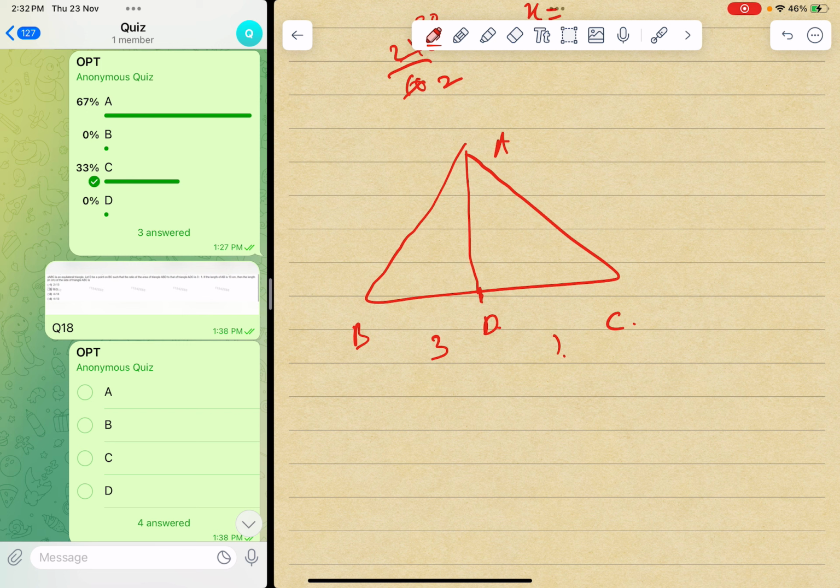Okay, so what we can do is the area ratio will also be 3:1, right? The length of AD is 13. So let us firstly draw the figure correctly.